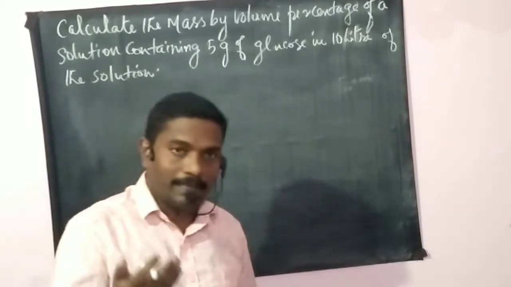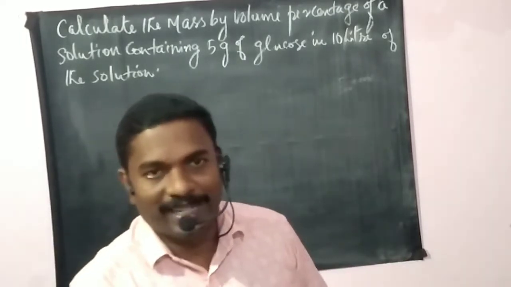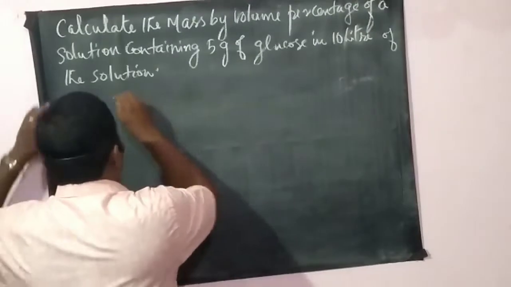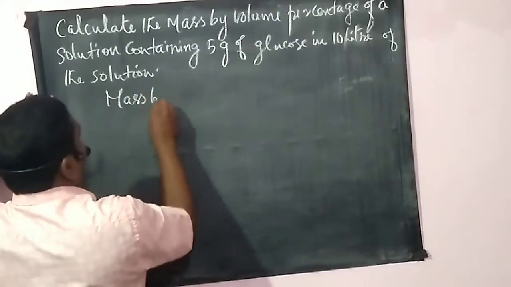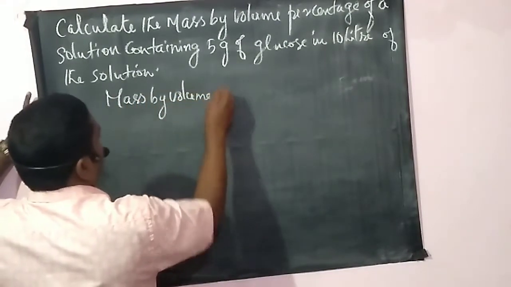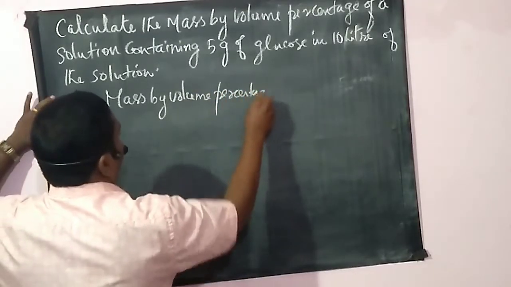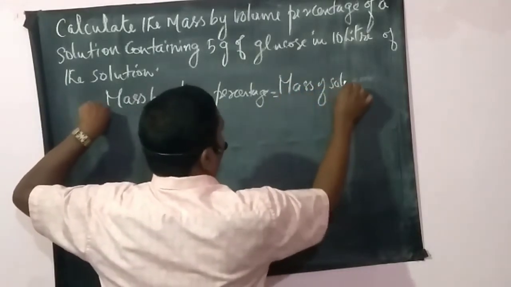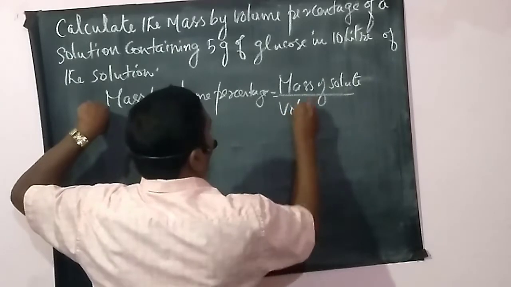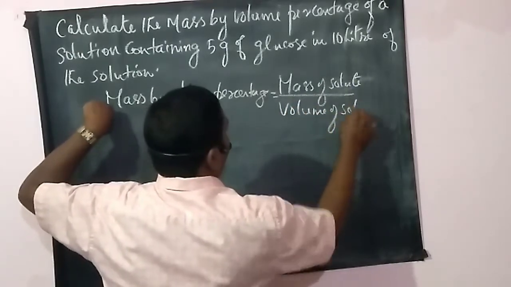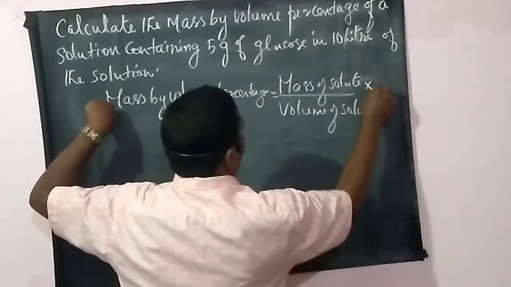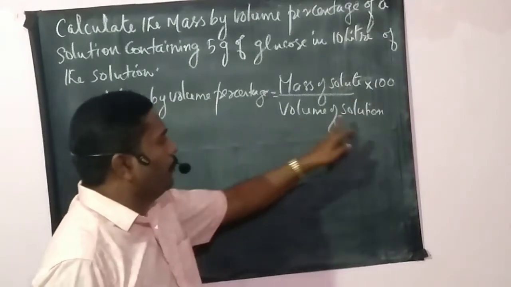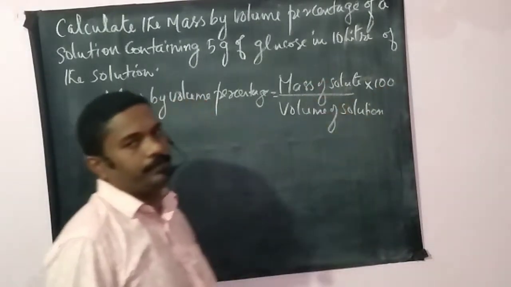Second method to express the concentration of a solution. Mass by volume percentage. Okay. Let us solve. Mass by volume percentage is equal to, see what's the equation? Mass of solute by volume of solution in liter into 100.